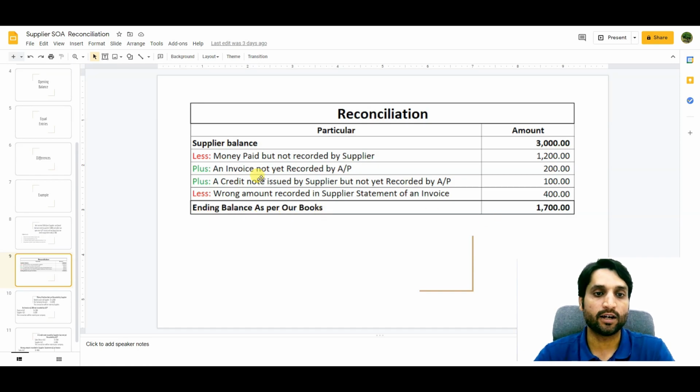Here there are two entries that should be made by the supplier to make the statement equal, and two entries we should make in our accounts to make the balance of both statements equal, because both our statements are not correct. Now here we have entries.